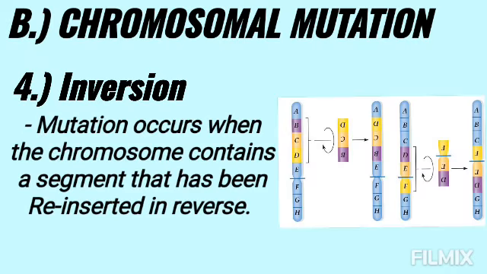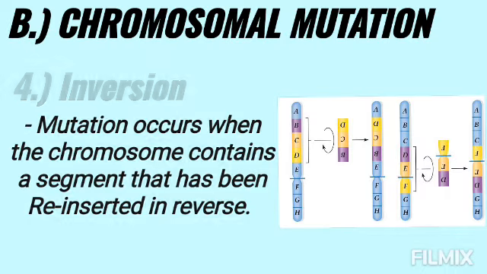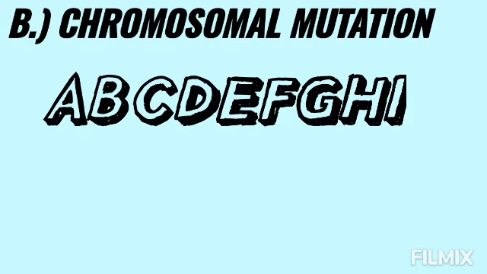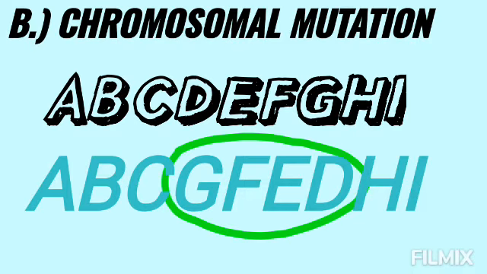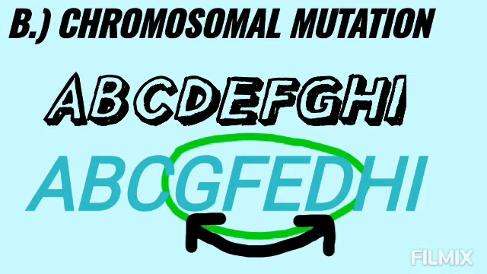Number 4. Inversion. Mutation occurs when the chromosome contains a segment that has been reinserted in reverse. Suppose that a segment of the chromosome ABCDEFGHI has been inverted. It may result in the following. As you can see, the order of genes in the segment has been reversed.